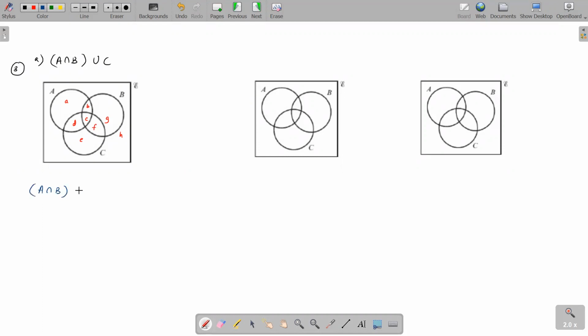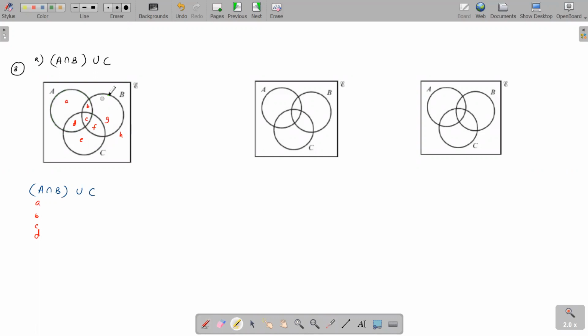A intersection B union C. So how does it work? First solve the first part of the bracket, A intersection B. So what are the regions belonging to circle A? You can see we get simply A, B, C, D are the regions belonging to circle A. So write that down: A, B, C, and D.